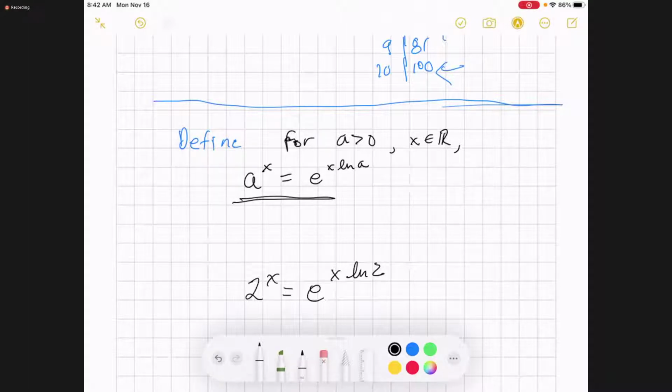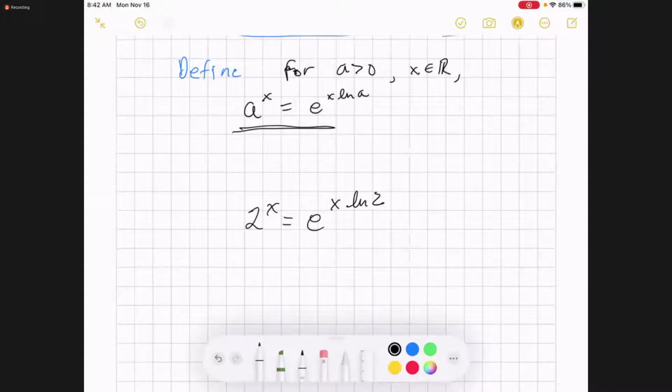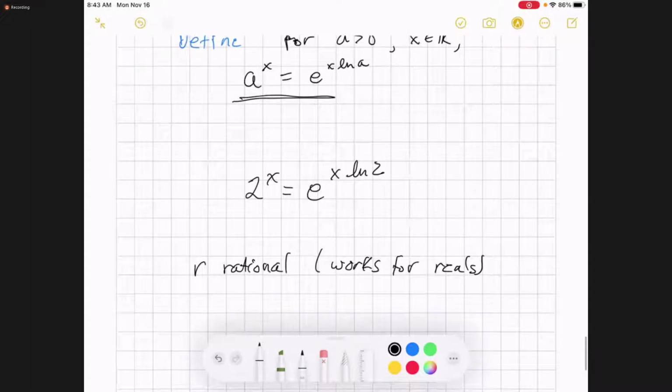Now, why does that definition make sense? Well, we said, and in fact, we even proved for rational numbers, that if r is rational, and it also works for reals. We just didn't prove it for the reals because it's a little bit beyond us. We said that a to the r is e to the ln of a, raised to the r.